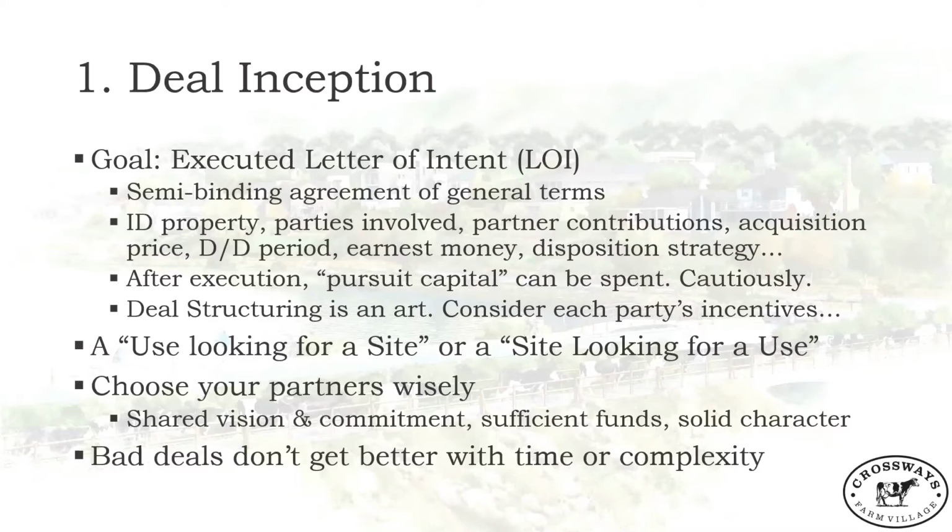So once you've signed a letter of intent and you've negotiated the general terms of the deal, you've identified the property, the parties that are involved, and how long you have to study the property before you have to purchase it, which we call the due diligence period. We're going to talk about that in more detail. Once you've got those general terms laid down, what you did is you found a site that was looking for a use. Puttergill had the site, you had the use, actually a mix of uses, and you put those things together.